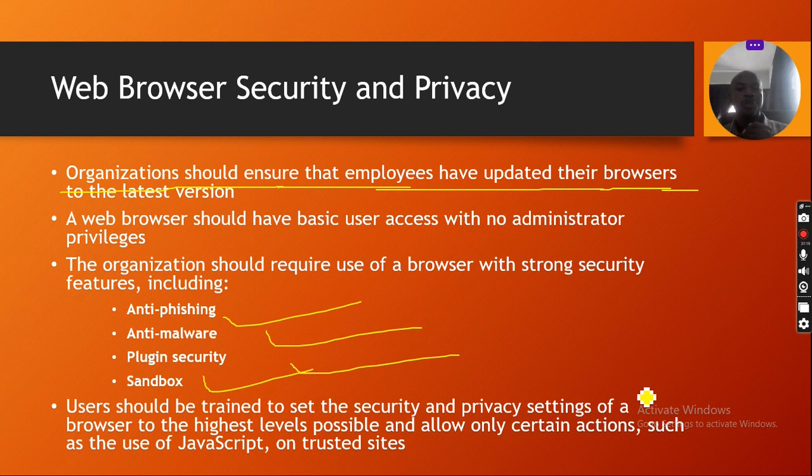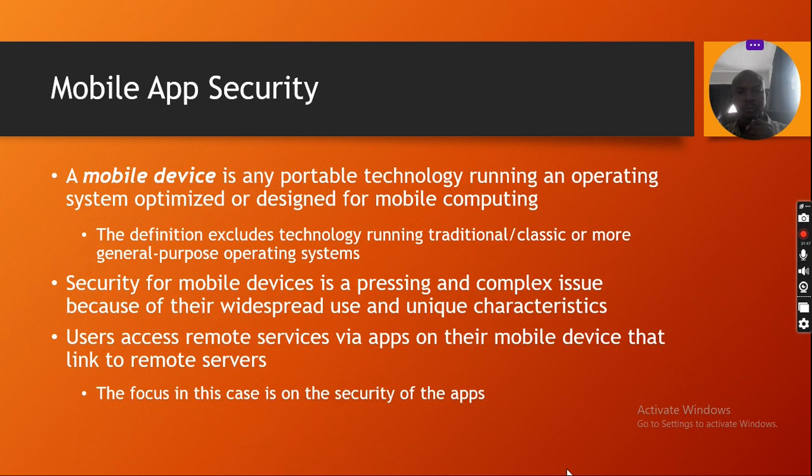and information. Users should also be trained to set the security and privacy settings of the browsers to the highest level possible and allow only certain actions such as the use of JavaScript, because this provides encryption and authentication and so on on the trusted site. So you must give your users the required training and education in order to use the highest level of standards for the browsers in your organizations.